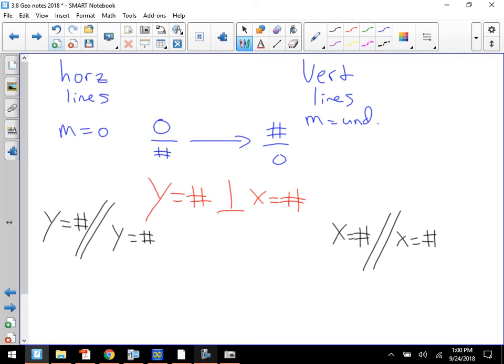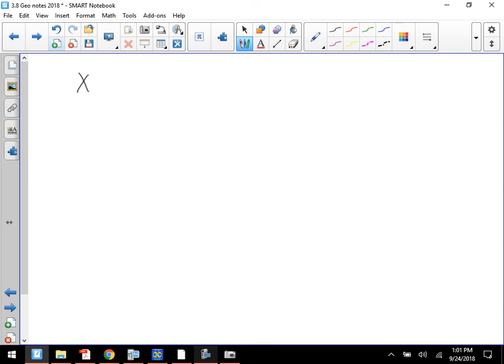The reason why I say this is because sometimes you'll have questions that look like the following. It's one of those things where you just have to remember what kind of lines you're talking about when you have certain equations. For example, if I have the equation x equals -3, and I want a line parallel to it through the point 7, 4. Write the equation of the line that is parallel to x equals -3 and goes through the point 7, 4.